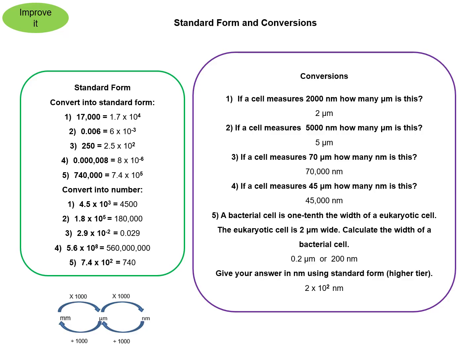Let's quickly read through the answers for you. So number 1, 17,000 in standard form is 1.7 times 10 to the 4. 0.006 equals 6 times 10 to the minus 3. 250 equals 2.5 times 10 to the 2.